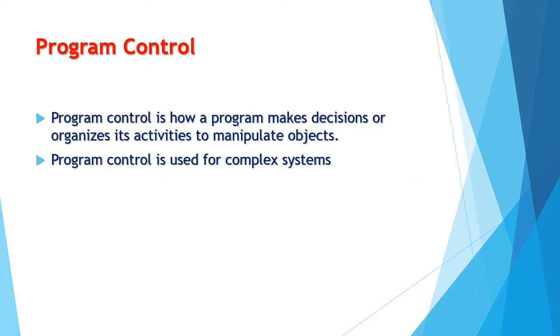Lastly, we have program control. Program control is how a program makes decisions or organizes its activities to manipulate objects. Program control is used for highly complex systems. For an example, let's take a look at an engine.